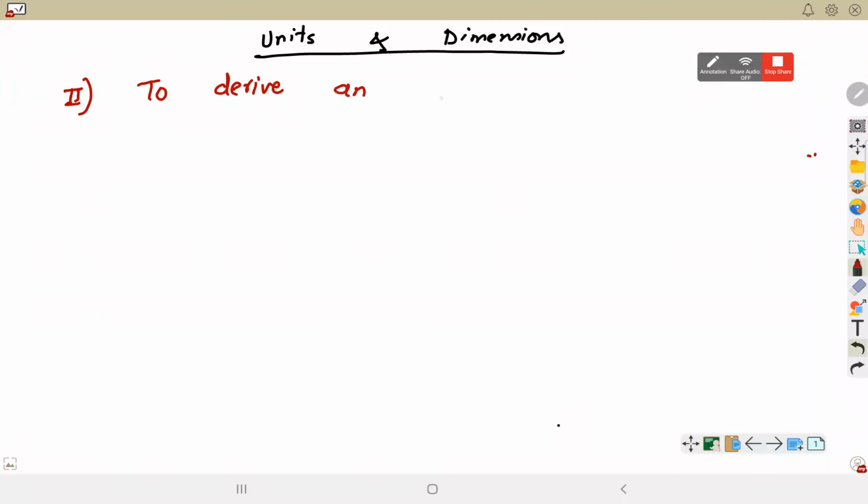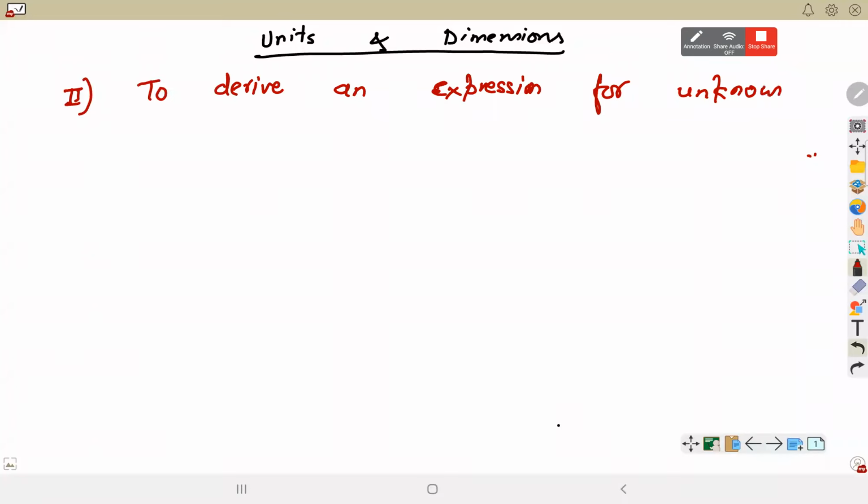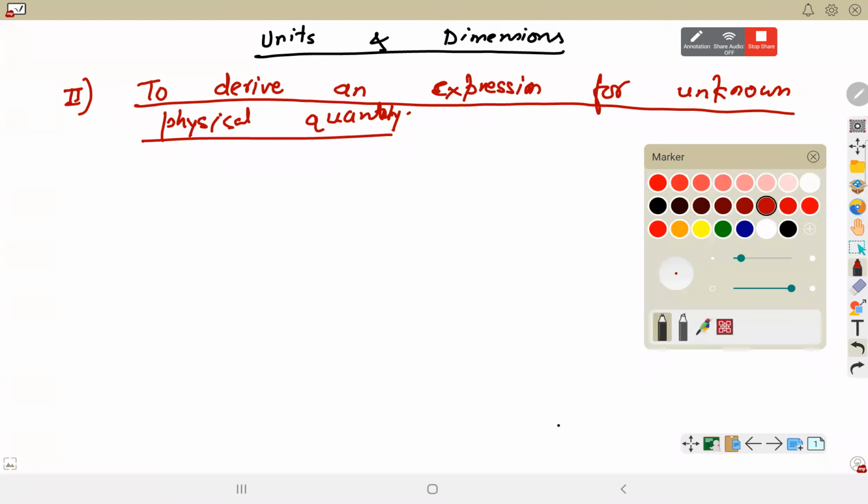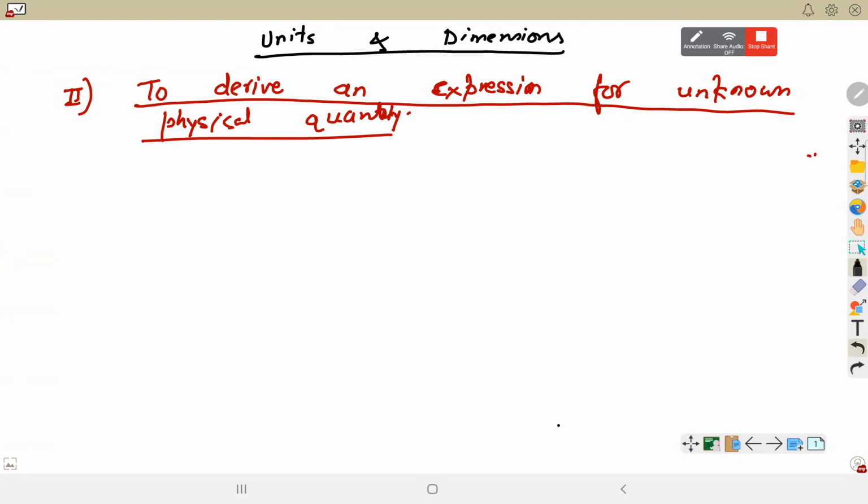To derive an expression for a known physical quantity, and we did a few examples. First, we have to do the experiment so that we know which quantities the expression depends upon, and then accordingly we will assume a formula with the help of some dimension analysis, comparing the powers of dimension of mass, length, and time. We derived an expression. And I hope you remember.